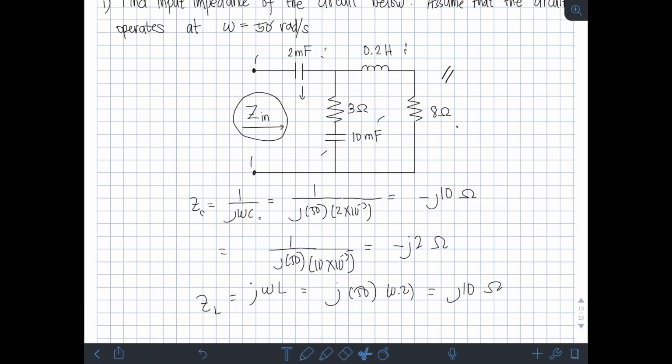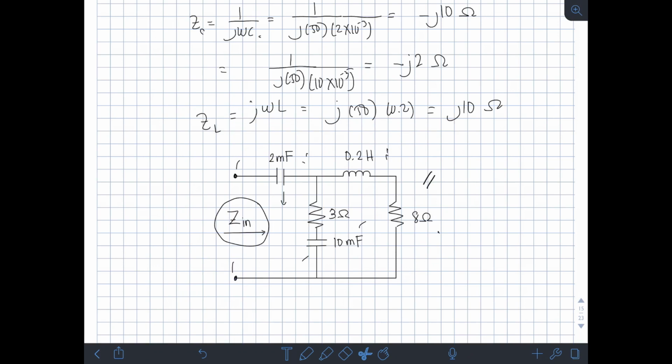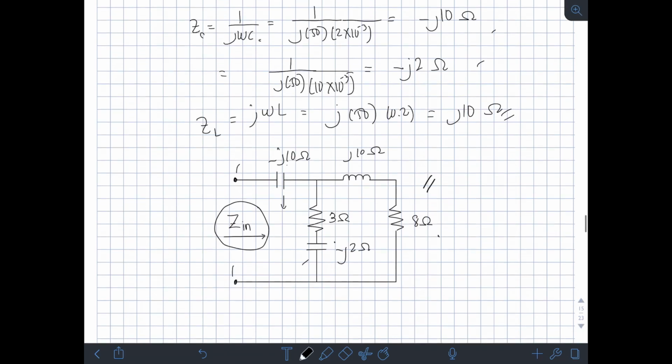Okay? So, now let's transform this circuit in terms of impedances. This 2 millifarad is now negative j10 ohms. This 0.2 henry is now j10 ohms. And this 10 millifarad is now negative j2 ohms. Okay?